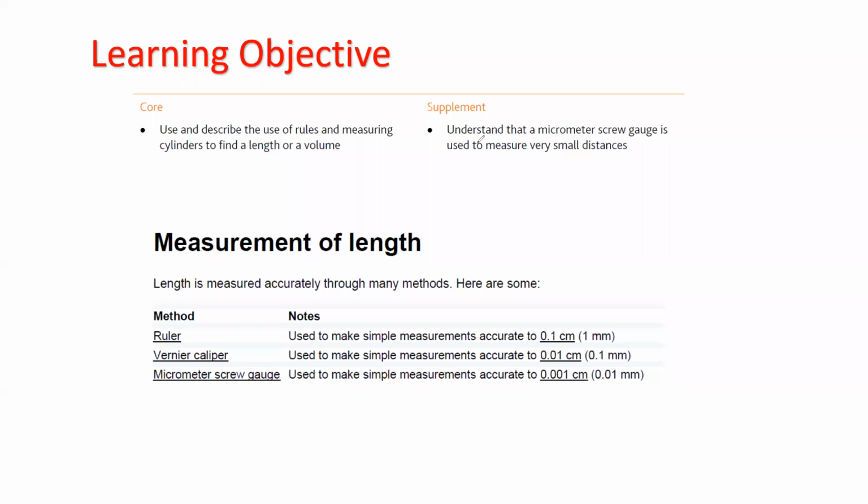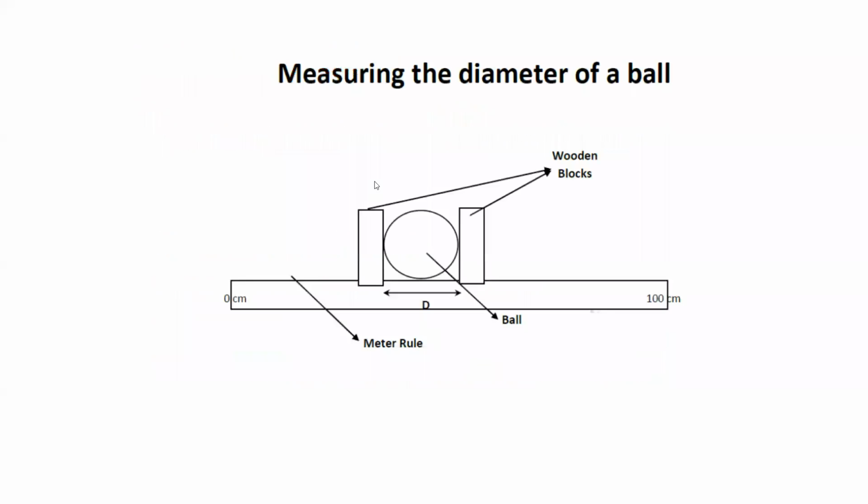So when we are measuring a length, we can use a ruler, we can use a vernier caliper, we can also use a micrometer. When we are using a ruler or a scale, for example, if I want to measure the diameter of a ball by using a ruler or a scale, how can I determine the diameter of a ball as accurately as possible? It's a spherical object.